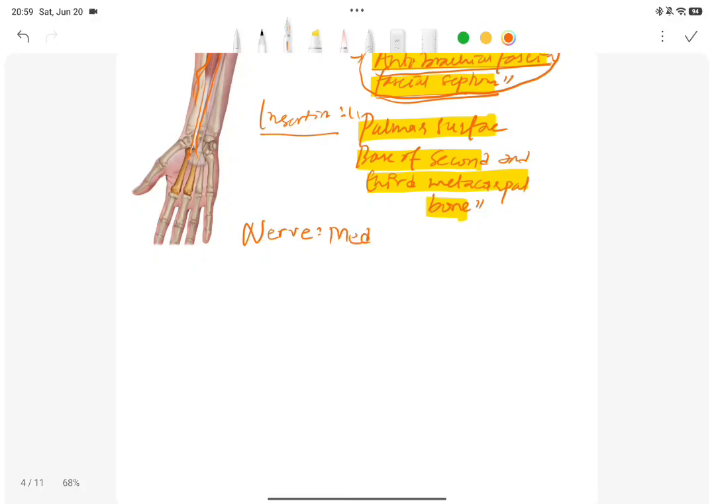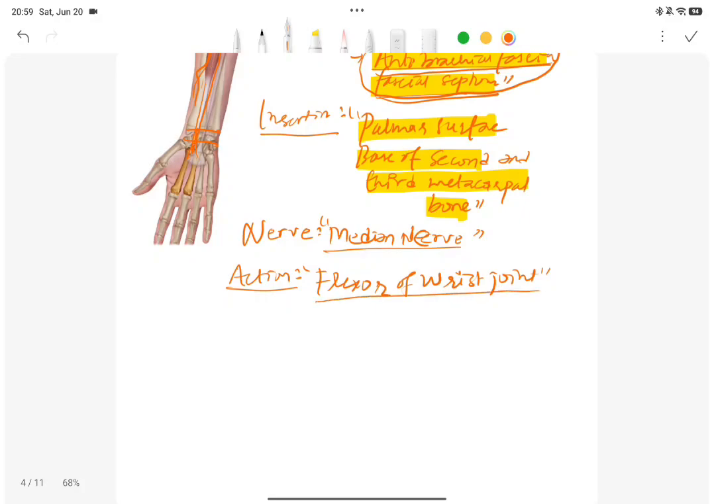supplied by the median nerve. So the median nerve also supplies the flexor carpi radialis. The nerve that supplies flexor carpi radialis is the median nerve. And the action: if we look at the action, it is a weak flexor of the wrist joint. So it is a flexor of the wrist joint. We can see here, this is the wrist joint, and since it crosses the wrist joint, it flexes the wrist joint. It is the flexor of the wrist joint.